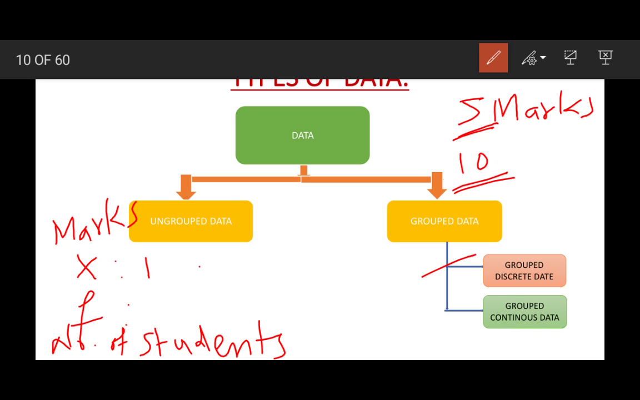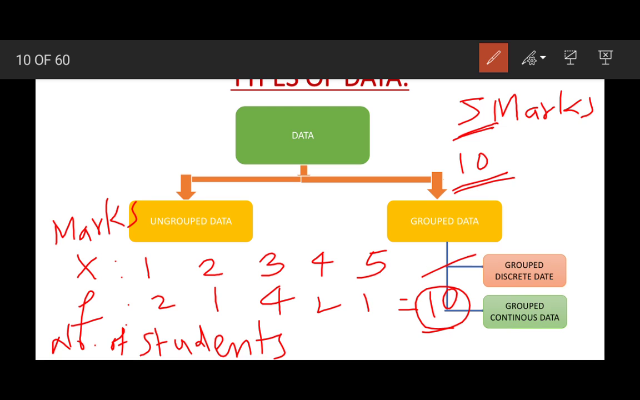So marks are 1, 2, 3, 4 and 5. Suppose there are 2 students who got 1 mark, 1 student who got 2 marks, 4 students who got 3 marks, 2 students who got 4 marks, and 1 student who got 5 marks. So the total is 10, right? Total of f is 10.